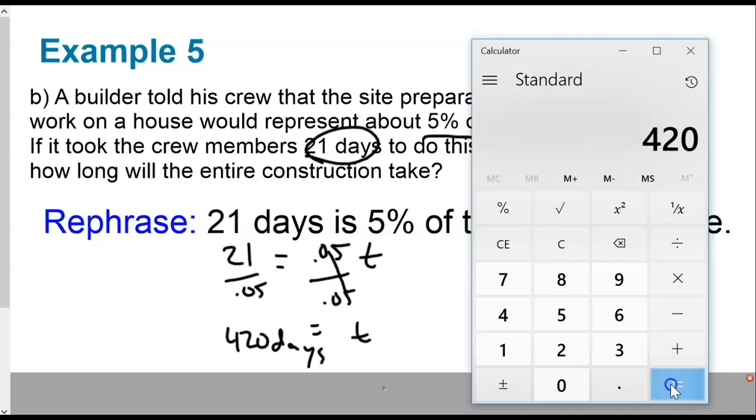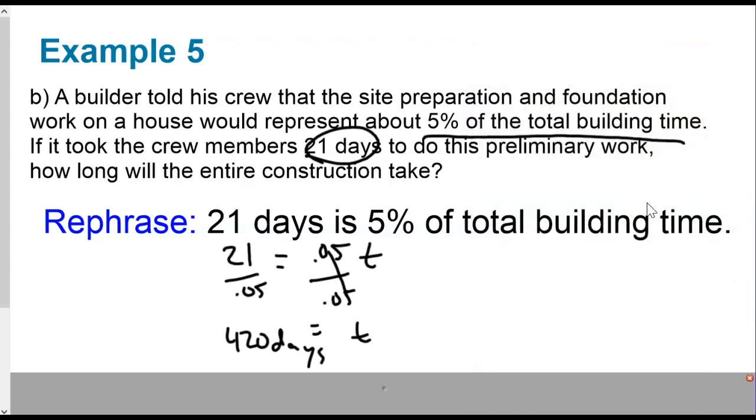And I didn't do this on the last one. I should have. I kind of just did a mental check, but with this one, we'll look at the check. Does it make sense that it would take 420 days, that 21 days is 5% of the total building time if the total building time is 420 days? So yeah, 10% of 420 days is 42, and that's half of that, so 21 days. Yep, that makes sense. Sounds like a reasonable answer. Good job.